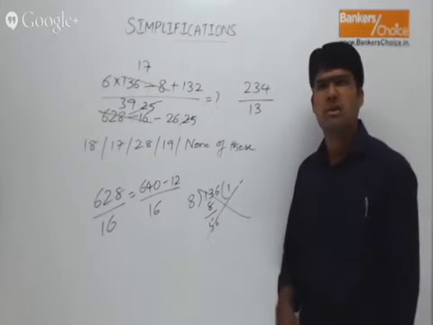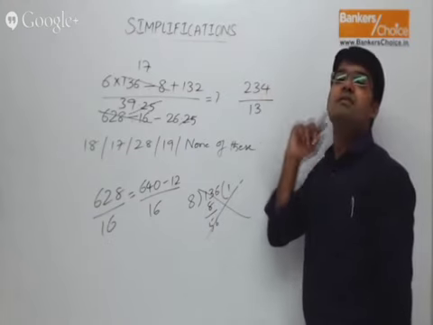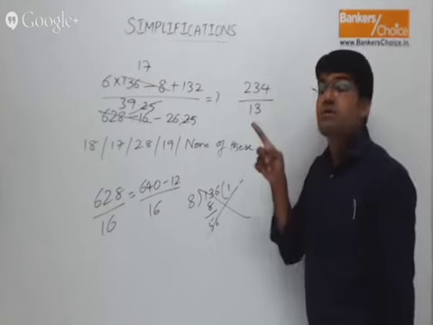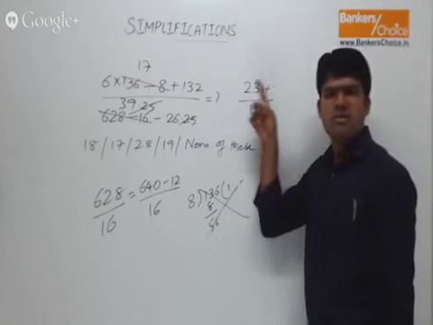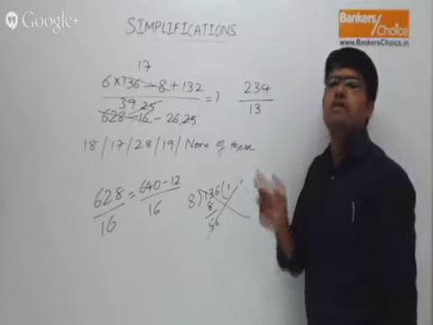Split 234. A faster way of getting the answer here is to take it as 260 minus 26. Why 260? Because I know 260 is divisible by 13. 260 minus 26 is 234. 260 by 13 is 20. 26 by 13 is 2. 20 minus 2, 18 should be the answer.